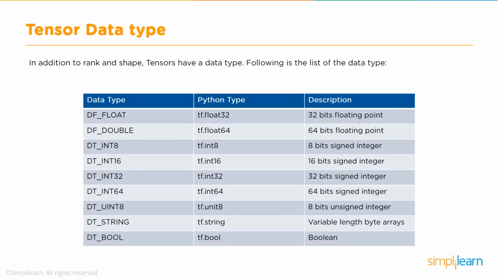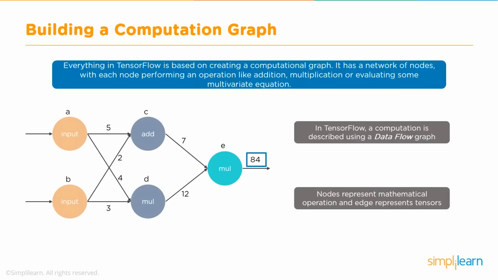So this is a list of data types that are supported. Then comes the graph. So what is a graph? Everything that the program that you write in TensorFlow is actually, first step is building a graph, and then you execute this graph. And therefore what happens is, you will see when we go into the code, it's not like a normal sequential code where one by one the steps are executed.